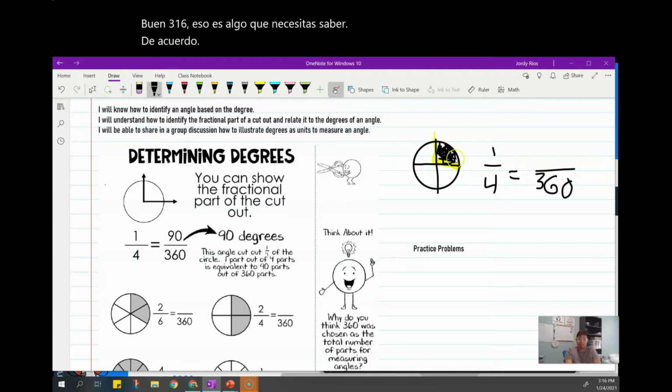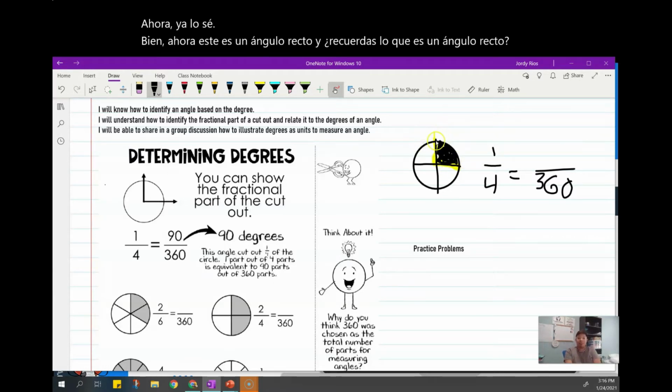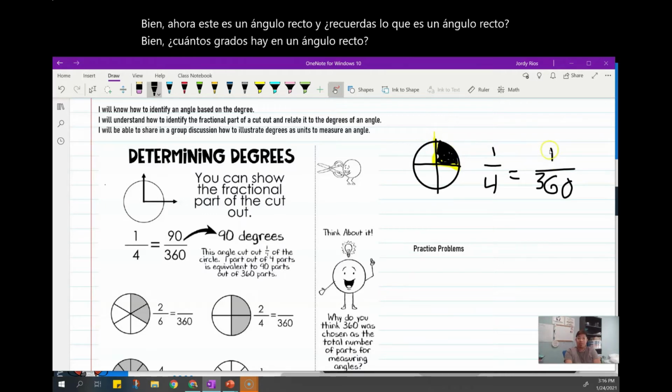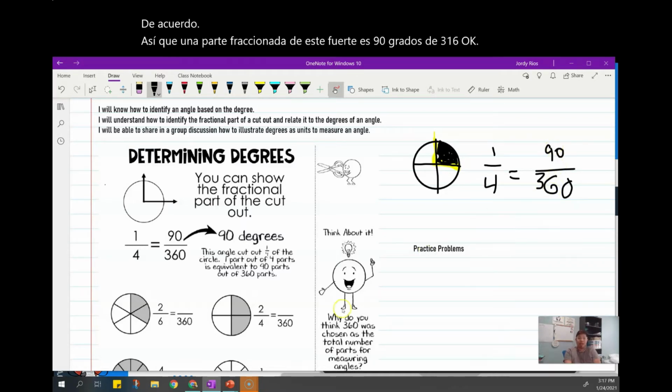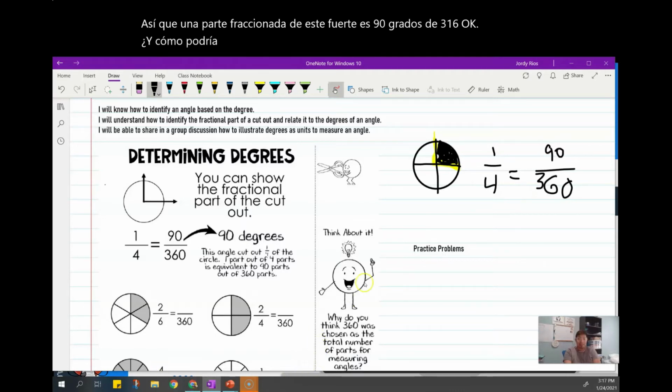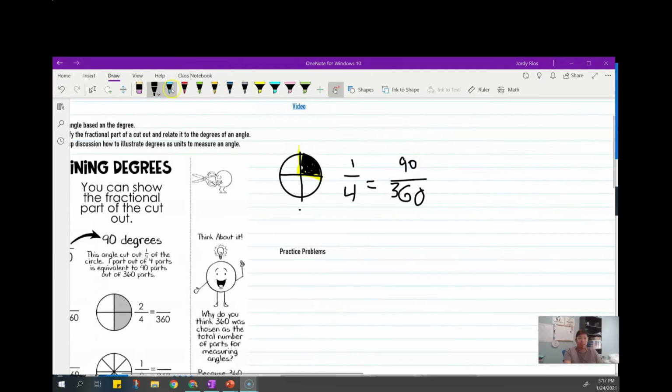Now I already know this, okay? Now if this is a right angle, and remember, what is a right angle? Good. So how many degrees are in a right angle? Good, 90. Okay. So 1 fractional part of this fourths is 90 degrees out of 360. Okay. And how could I have found that? Let's say I didn't know what the degree was.